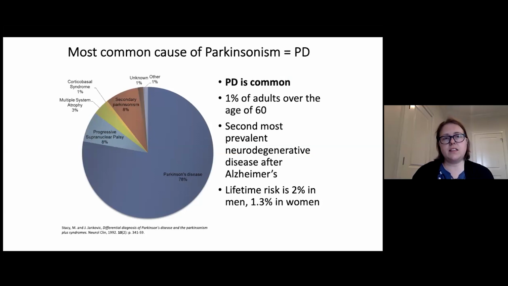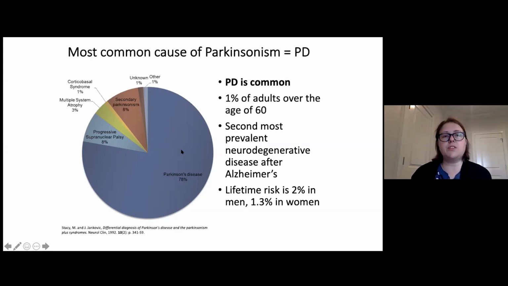I wanted to take this moment to go over the many causes of Parkinsonism, stressing that by far the most common cause of Parkinsonism is Parkinson's disease. Parkinson's disease is a common disease. It affects 1% of adults over the age of 60. It's the second most prevalent neurodegenerative disease after Alzheimer's. It's slightly more common in men, as shown here. So we'll talk a lot about Parkinson's disease.